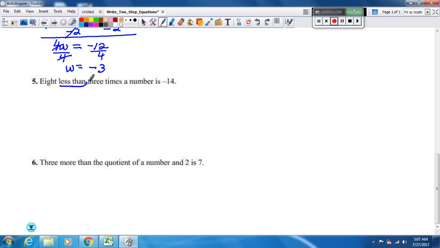Okay, less than. Less means minus. So whatever's in front of the word less goes at the end. So minus 8. Whatever's after the word than comes out front. So 3 times a number. Let's say G equals a number on this one. Okay. 3 times that number. So 3G is an equal sign, negative 14. To solve it, I'm going to add 8 to both sides.